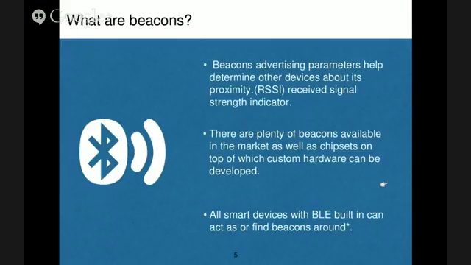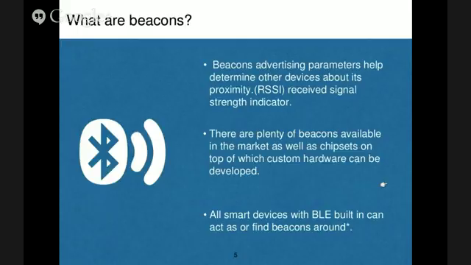Even the RSSI value gets affected by the surroundings. Let's say the beacon is placed in a place where there are a lot of metal objects. The signal which is transmitted by the beacon can be absorbed by these metal objects, and that directly affects the RSSI received by the smart device. So therefore, as I said, RSSI can't be considered a perfect parameter for measuring the distance, but definitely you can estimate the approximate distance of the beacon from the smart device.